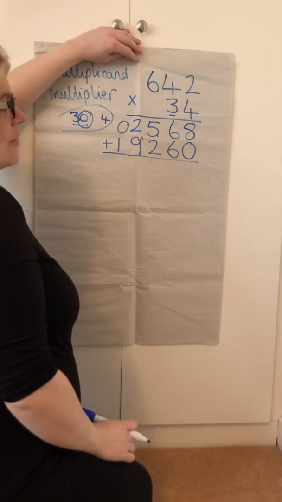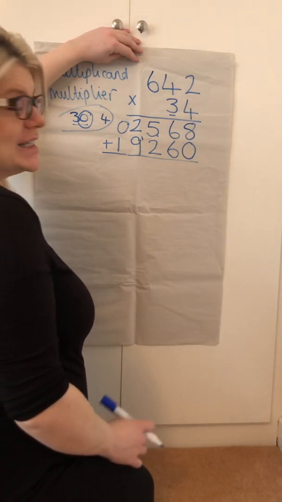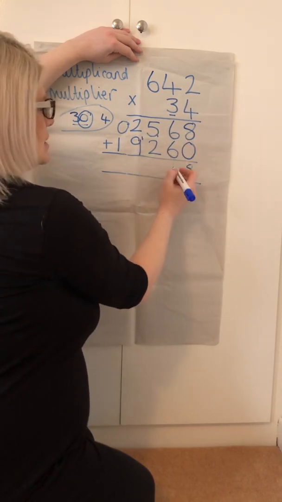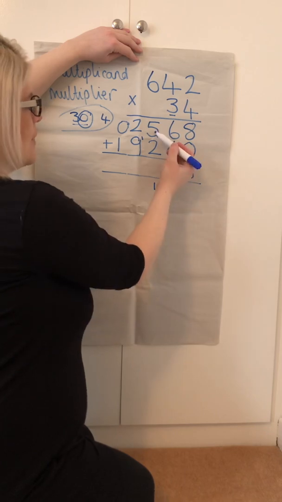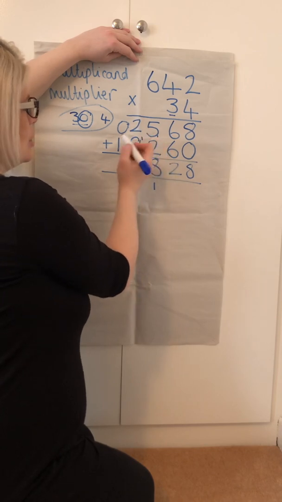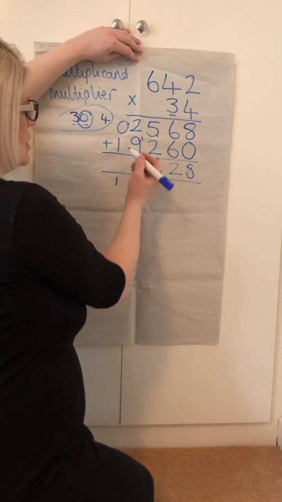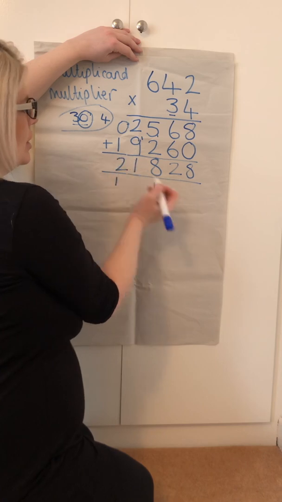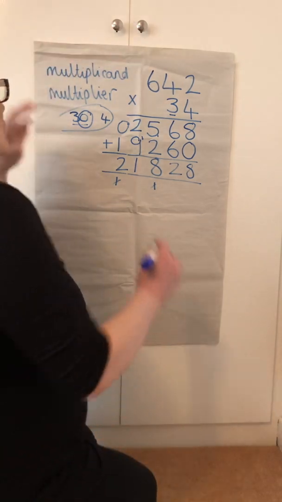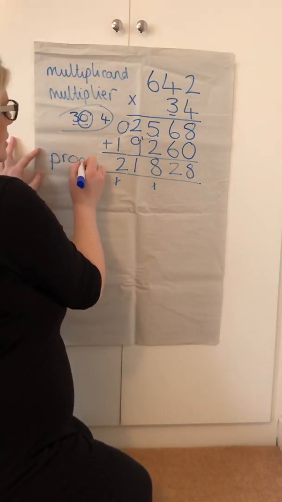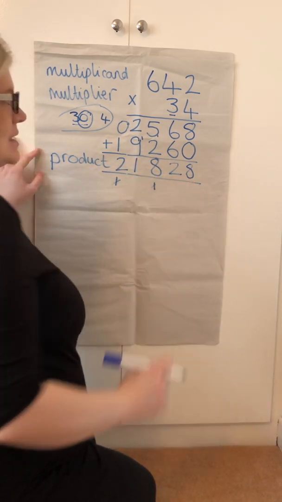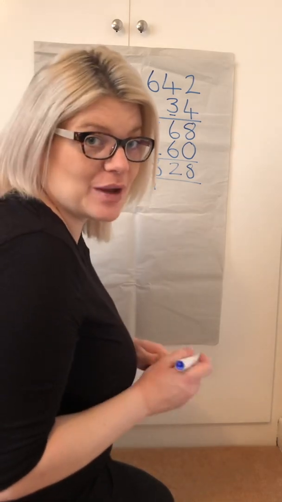And then we will do our final step where we have to do an addition. 8 add nothing is 8. 6 add 6 is 12. 5 add 2 is 7. Add 1 is 8. 2 add 9 is 11. 1 add 1 is 2. Some people like to check off the little exchanges, which is absolutely fine. So my answer, or my product, is 21,828.